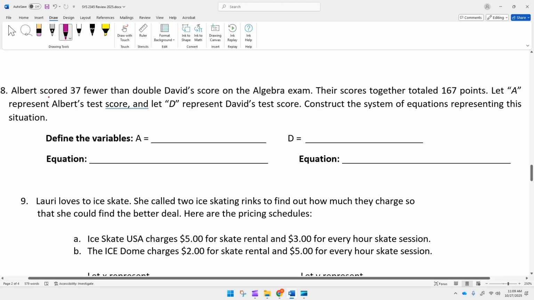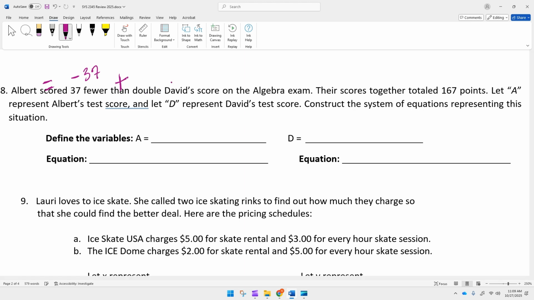Okay, Albert scored 37 fewer. When you see 37 and then fewer, it's a turnaround phrase, meaning that the number that came before is what's negative, not what comes after. Then that's plus double David's score. That's 2 times David's score on the algebra exam. Their scores totaled 167. It says let A represent Albert's score.